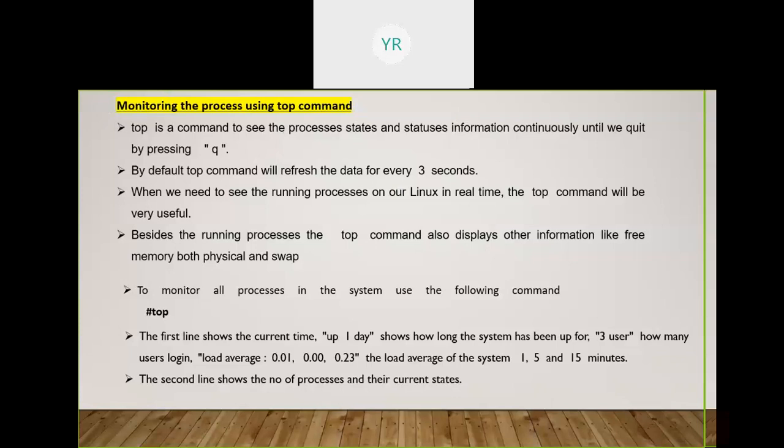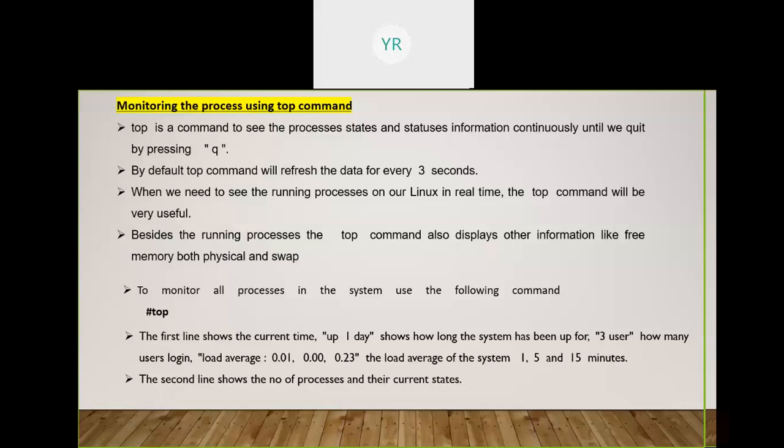The top command is used to see the process status information continuously until we exit the top command by pressing q. If you don't press q, it will keep showing and refreshing every 3 seconds. So when you want to see running processes on your Linux in real time, the top command is useful. Not only running processes, you can see which process is sleeping, which process is a zombie process, which process is stopped. You can see everything using the top command. It is a very useful tool.